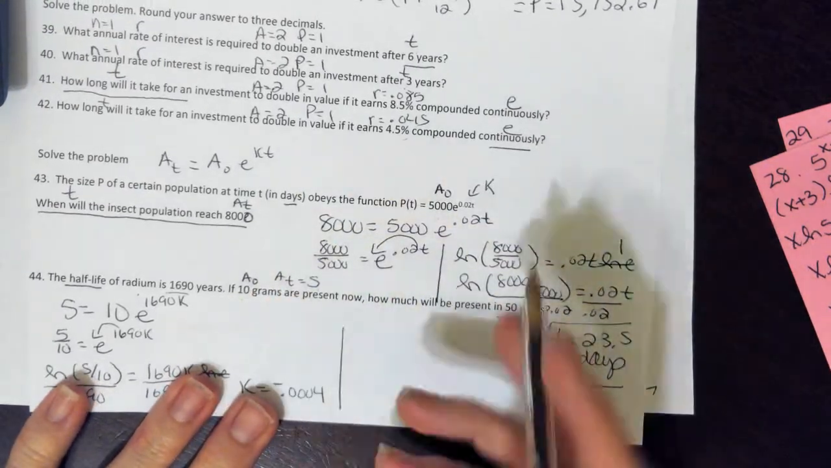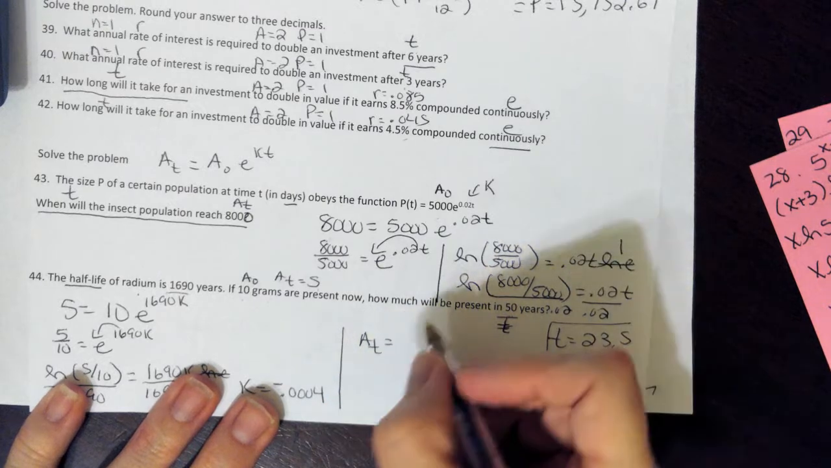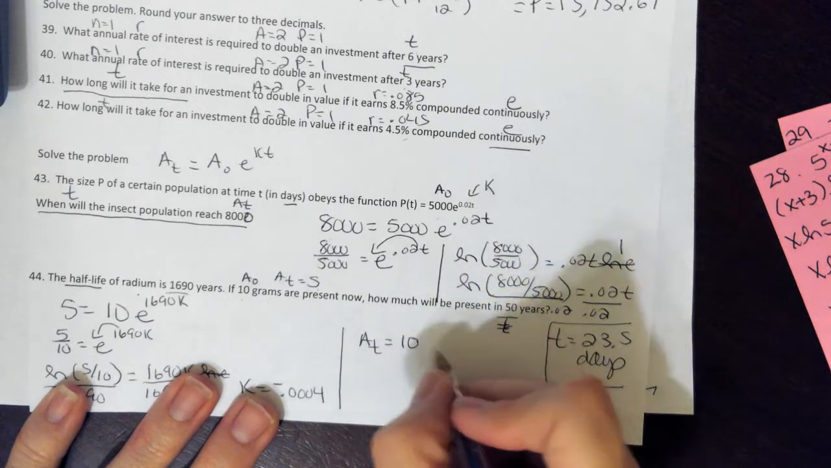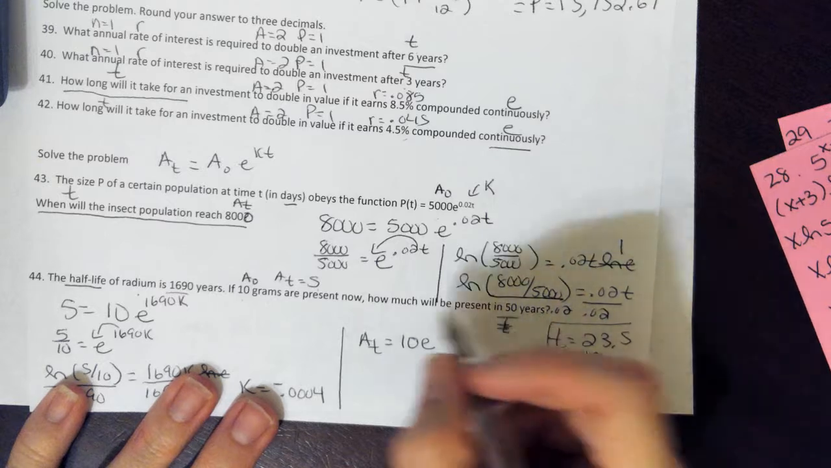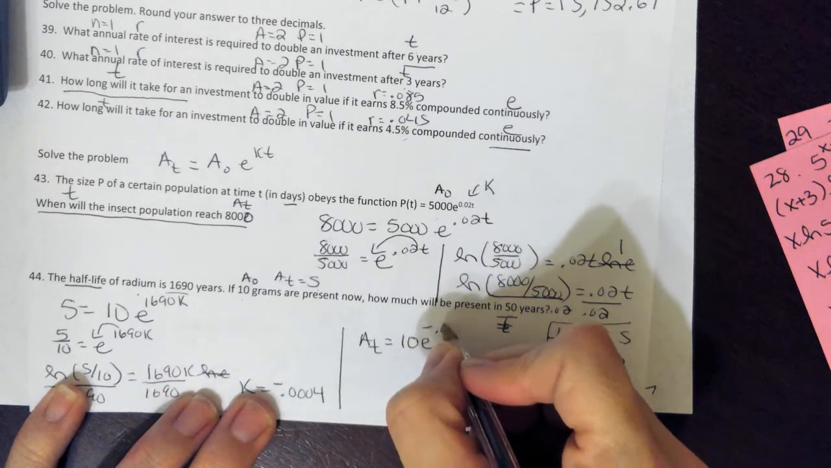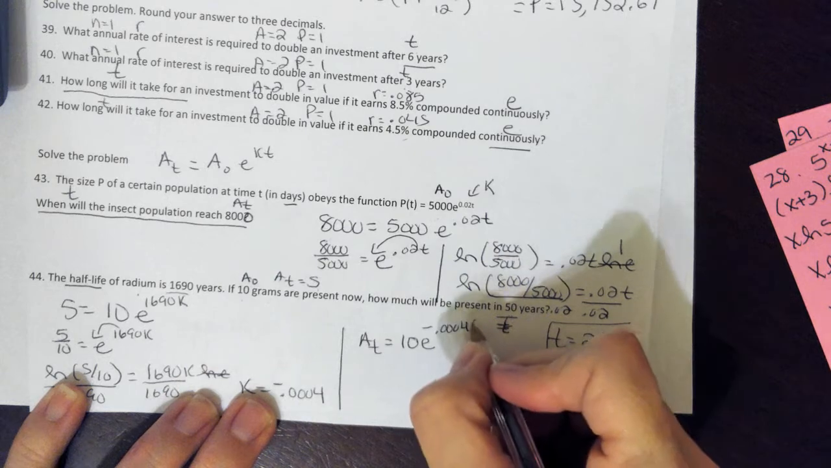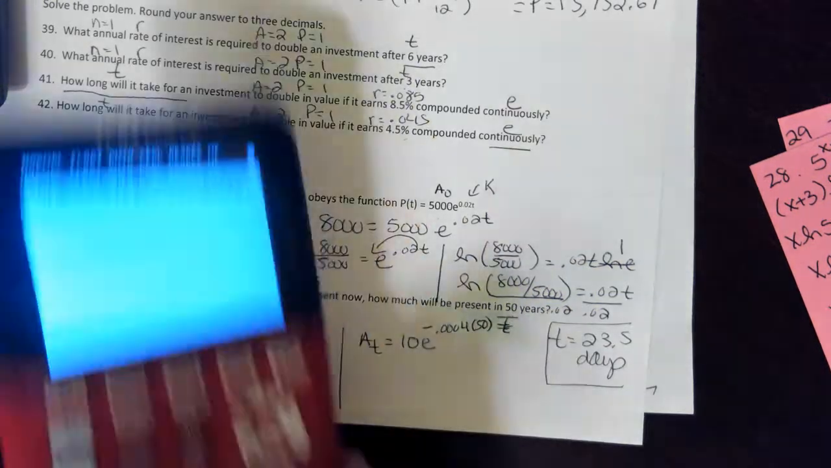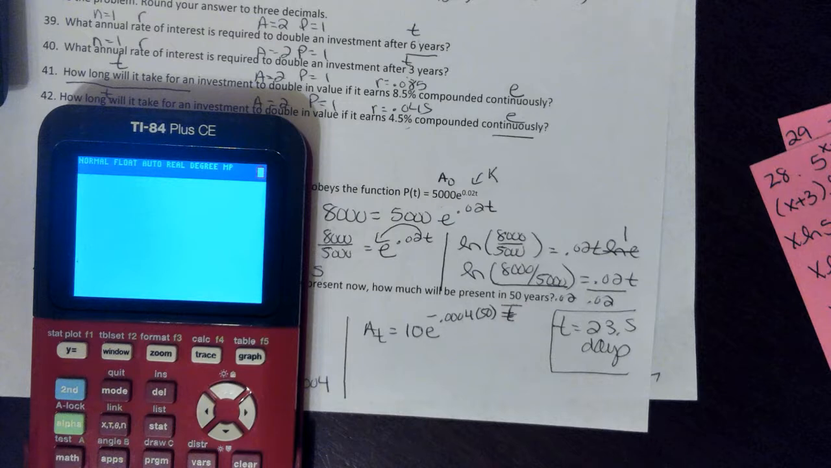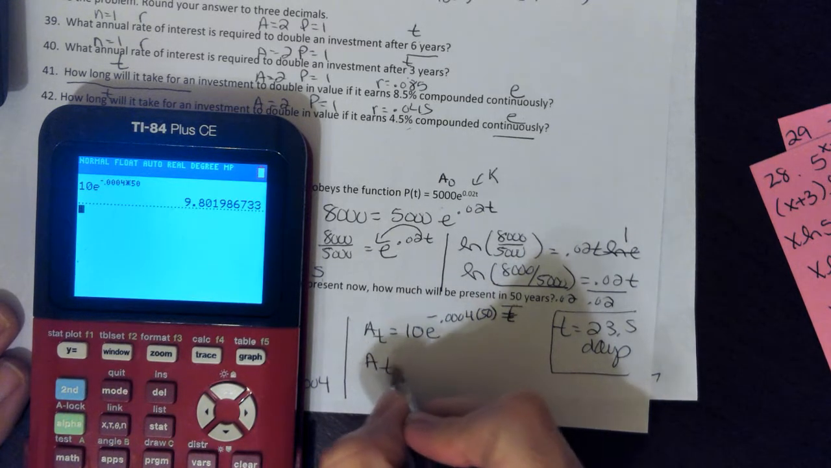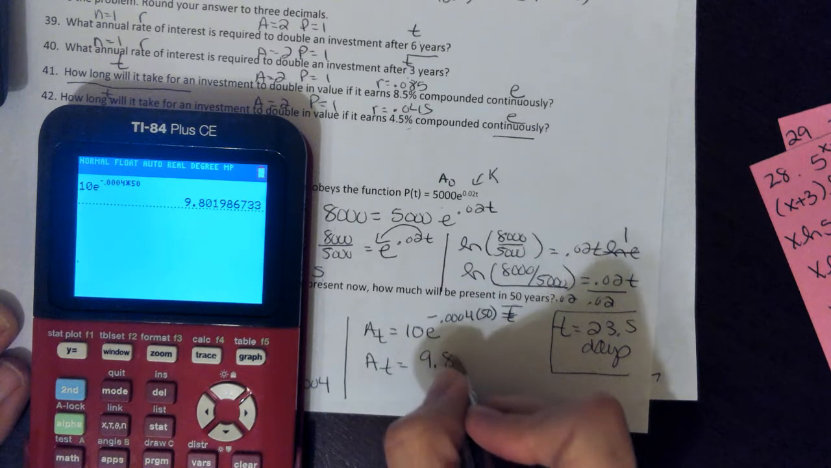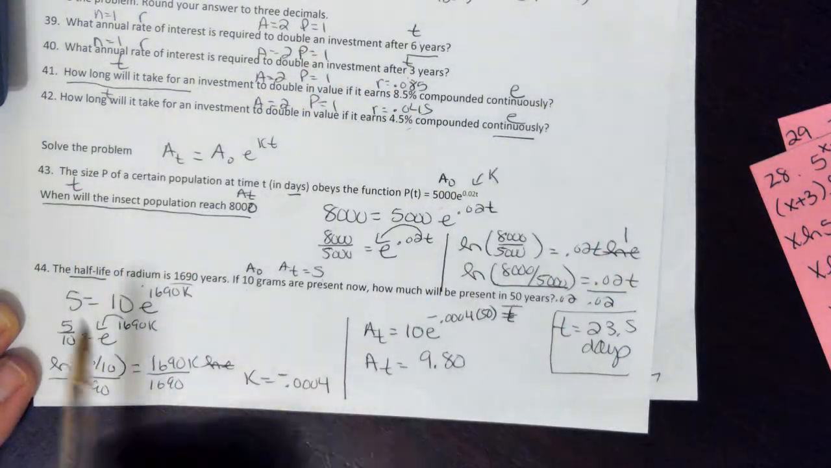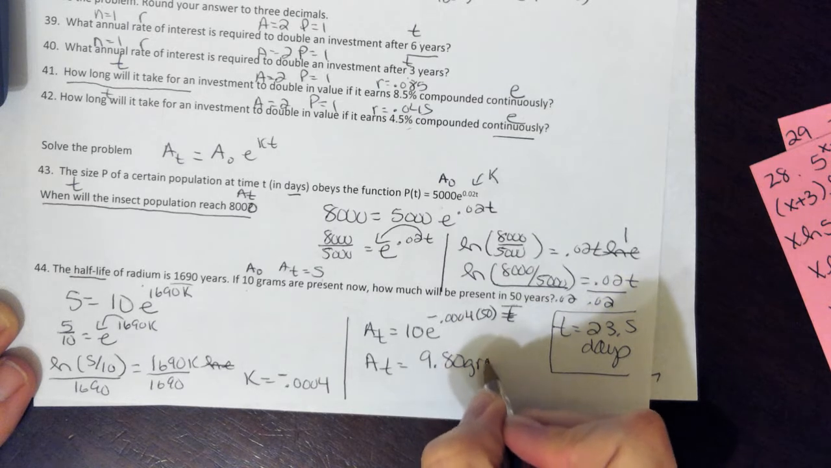Now that I know K, I can answer this question of what the population will be in 50 years. I'm going to go back and use this formula. In 50 years, the population started at 10. There's always an E here. My K is negative 0.0004, and this time I want to do it for 50 years. And I want to know how much is going to be left. So 10 e raised to the negative 0.0004 times 50, and my population is going to be 9.80, and what are we talking about? Grams.